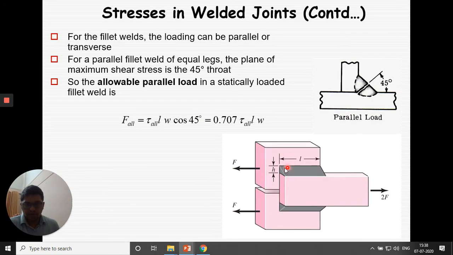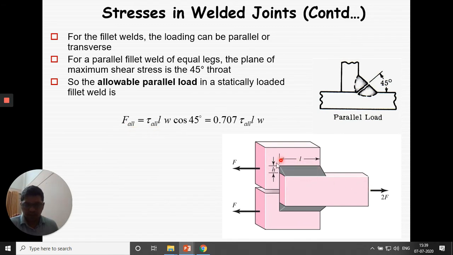So look at here, we are joining the two plates by using this lap joint, and the length is L and the leg size is represented by H or W. Then if you draw the free body diagram of the weld, you will see that shear stresses are acting on the surfaces. And if you analyze where the maximum shear stress is, you will see that the maximum shear stress is occurring at the throat region. So then the allowable force you are able to write as the allowable shear stress into the length of the weld.